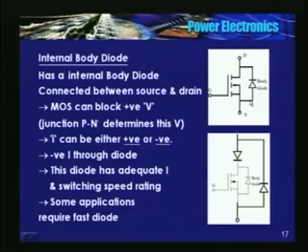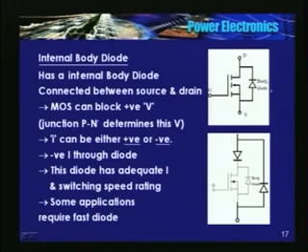So this diode has adequate current rating and switching speed. I told you MOSFET is a really fast device. It is a majority carrier device, because when the gate-to-source voltage is higher than the threshold, an n channel is formed below the silicon surface and the electrons start flowing. There are no minority carriers. It is only a majority carrier device. It is a very fast device.